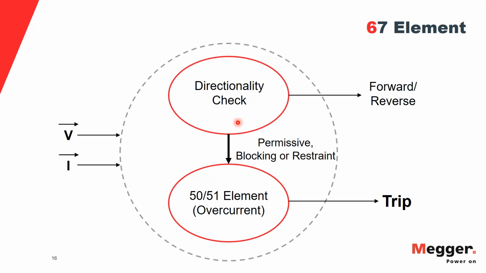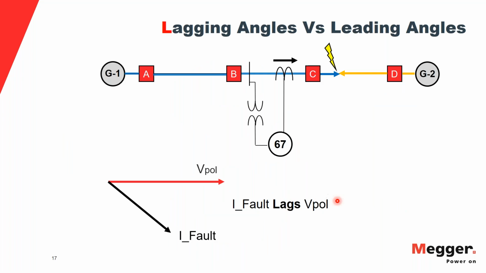So if the directionality check says the fault is in the forward direction, it's going to give a permissive to the 50-51 element to trip. But if the directionality check is in the reverse direction and the element is not programmed to trip for reverse, it's going to send a blocking signal to 50-51 and say do not trip. So the 50-51 element will not trip. So that's how this works.